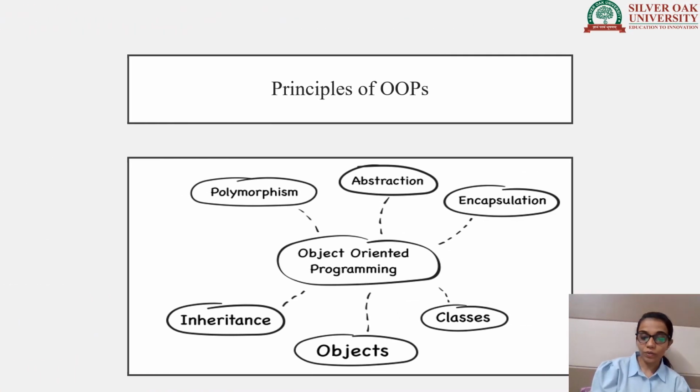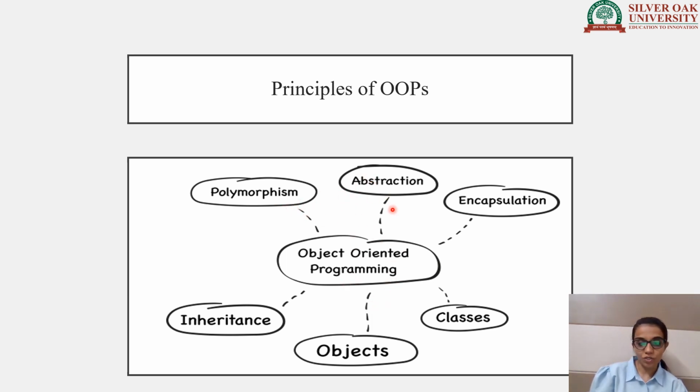Principles of object oriented programming. These are the main six pillars on which object oriented programming stands. We just discussed polymorphism, inheritance and classes. Later in our upcoming classes we will discuss these in detail.